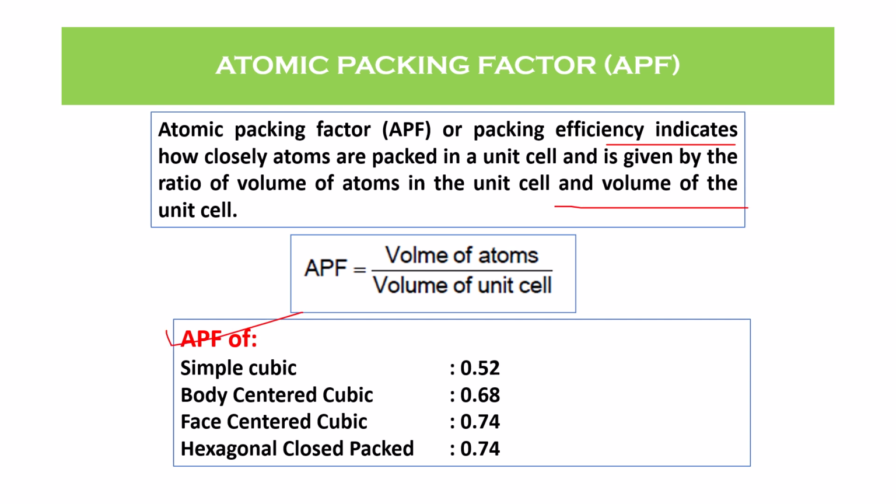Now APF for simple cubic crystal structure is 0.52. For body-centered cubic, it is 0.68. For face-centered cubic and hexagonal close packed, it is 0.74. It indicates that the compactness of atoms in FCC and HCP crystals is more compared to simple cubic or BCC crystals.